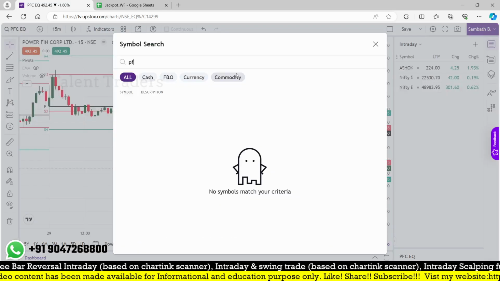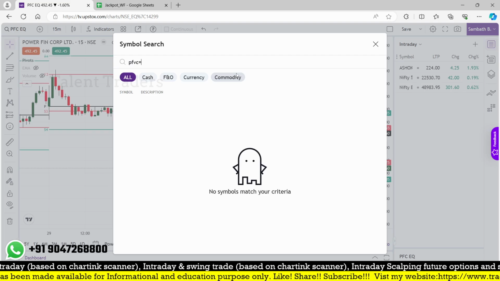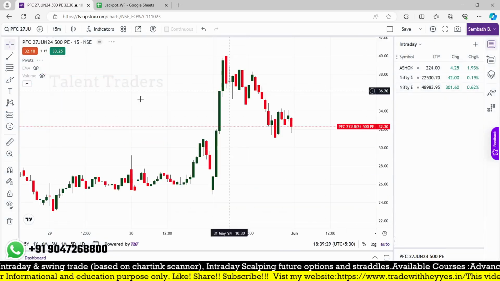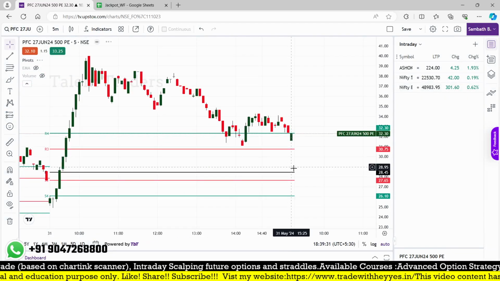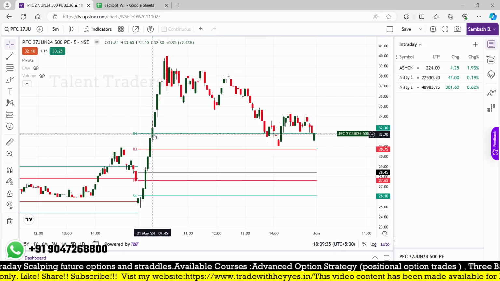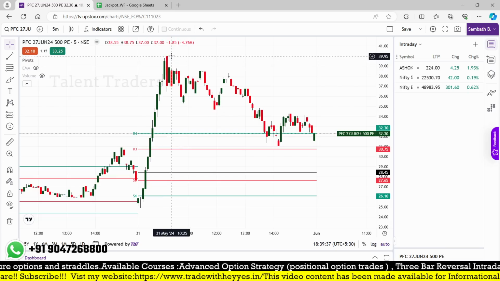So PFC 500 put option. Whether it is at the R4 level. Yeah, here in this case, exactly 945, 950. It gave you the breakout around 32, up to 39.